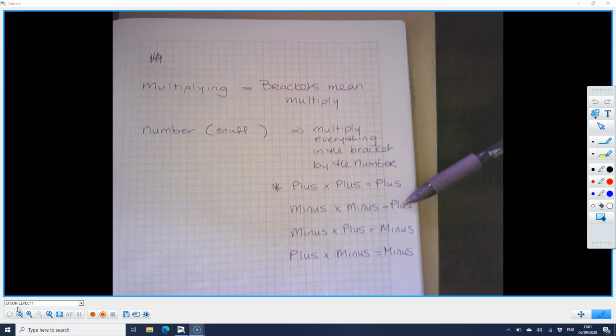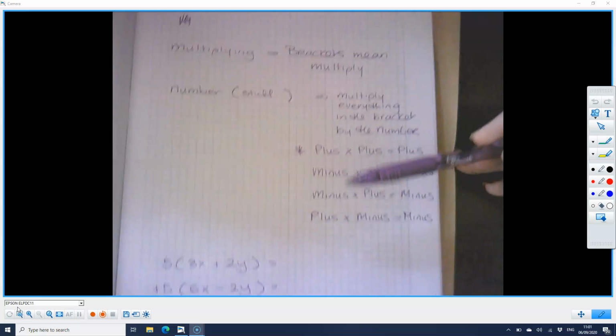If you're adding and subtracting, so if there are no brackets involved, it stays as we did last time. But if you're multiplying, a minus times a minus changes to a plus. If you have a minus times a plus, you get a minus. If you have a plus times a minus, you get a minus. So basically, if you are multiplying and you have an odd number of minuses, your answer will be minus. If you have an even number of minuses, your answer will be positive. So here are some examples.